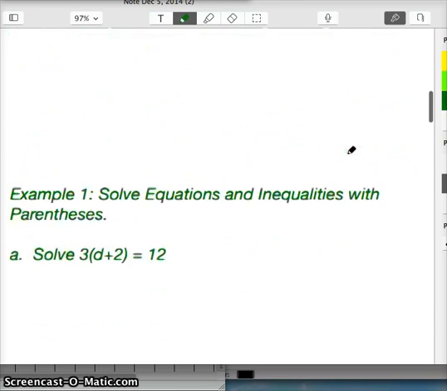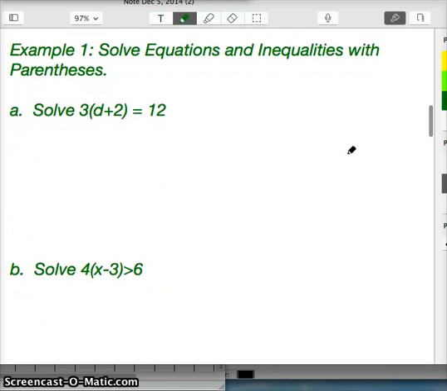Let's take a look at our first example, example 1. In example 1, we're going to solve equations and inequalities with parentheses. When you have situations like the one in part A, you want to simplify the right and the left side of the equation completely. When we simplify, we get rid of parentheses. How do we do it? You know it. We distribute. We use the distributive property. So 3 times d is 3d, and then 3 times 2 is 6. All of that is equal to 12.